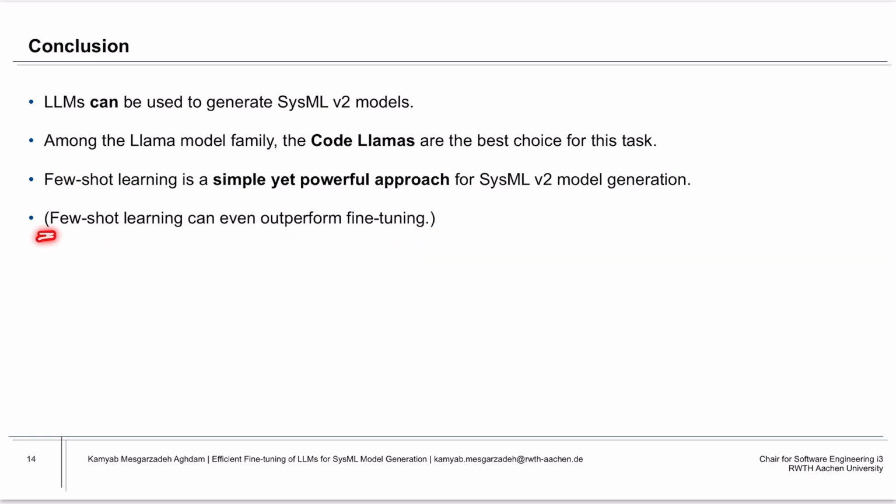I put this in parentheses because I couldn't outperform few-shot learning. And the main reason could be that my dataset was too small, so I only had 182 examples. But with more data, I think that one could outperform few-shot learning. But nonetheless, few-shot learning is a powerful approach.